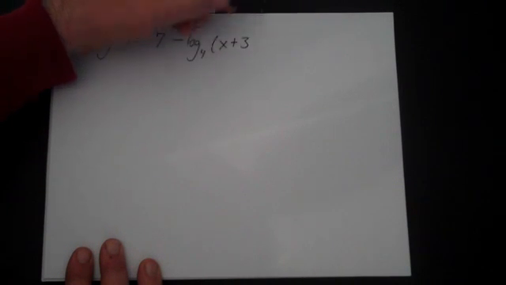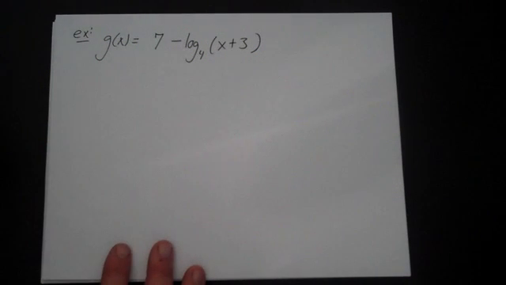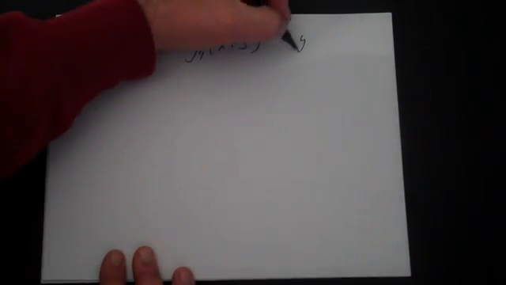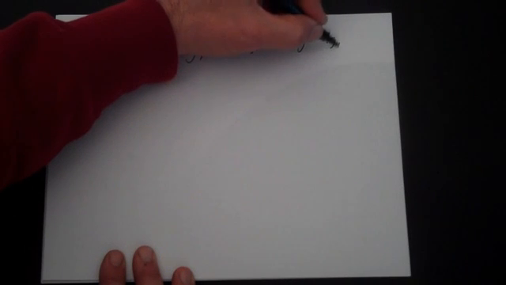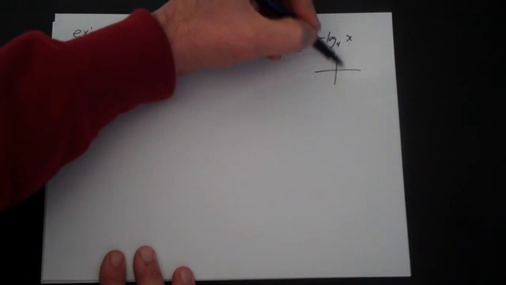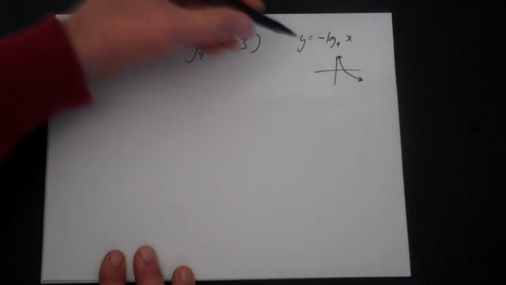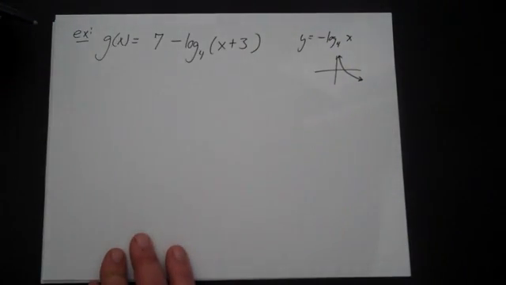Let's do another example real quick. Let's do g of x is equal to, in this case, 7 minus log base 4 of (x plus 3). So we have the basic log function. We know what that looks like, but this one actually is flipped. Remember, y is equal to minus log base 4 of x is going to roughly look not like this, but like this. It flips across the x. That's a reflection across the x-axis.